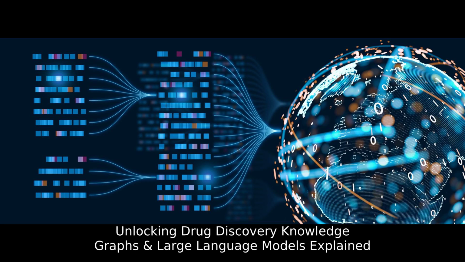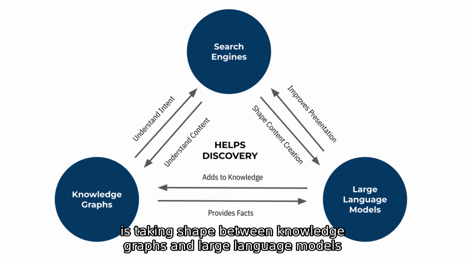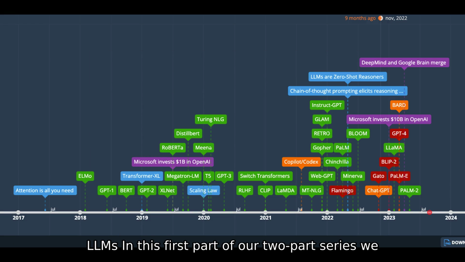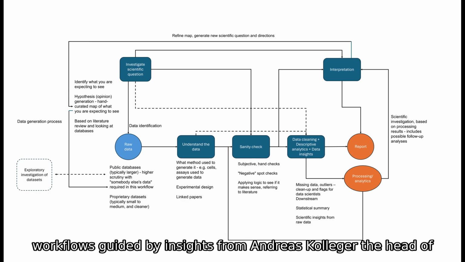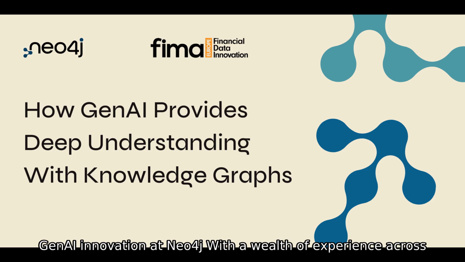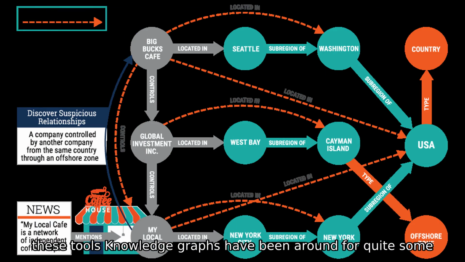Unlocking Drug Discovery, Knowledge Graphs and Large Language Models Explained. In the exciting world of drug discovery, a fascinating intersection is taking shape between knowledge graphs and large language models, LLMs. In this first part of our two-part series, we dive into how these innovative technologies are transforming life sciences workflows, guided by insights from Andreas Kolleger, the head of GenAI innovation at Neo4j. With a wealth of experience across various industries, Andreas sheds light on the remarkable potential of these tools.